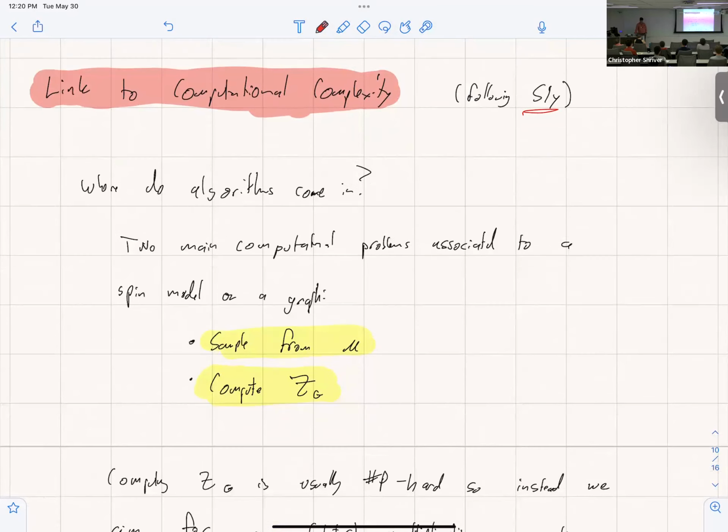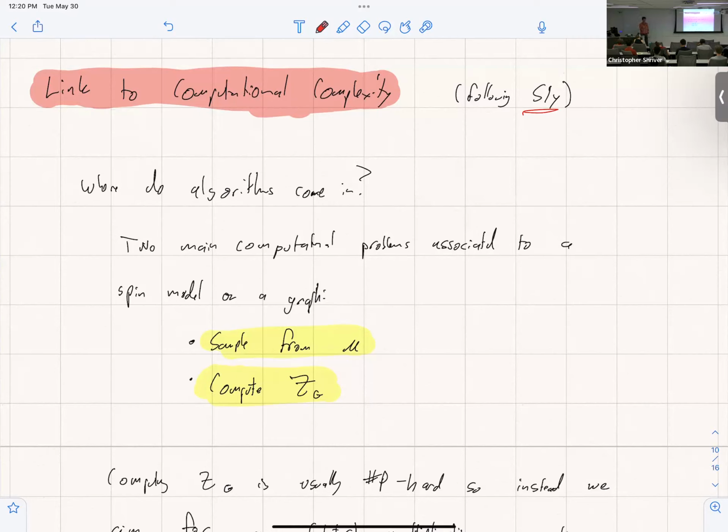Back to spin models on graphs, there are two very natural algorithmic problems. One is: I give you the graph and the specification of the model, and you just produce a sample from the model. If you want to produce pretty pictures to give in your slides, you need to sample from the model. Okay, that's one computational problem.